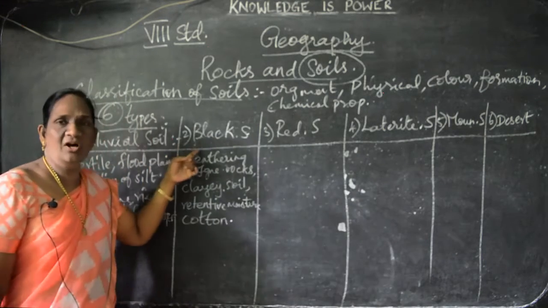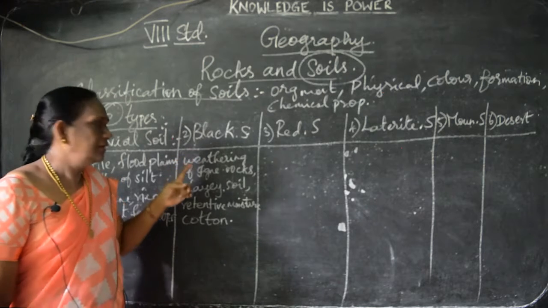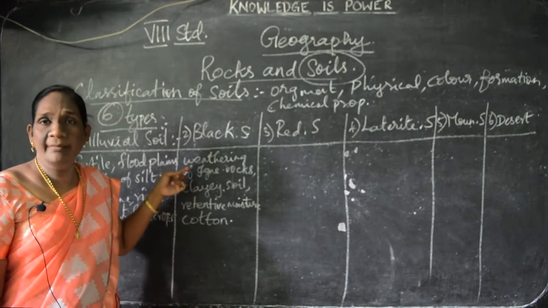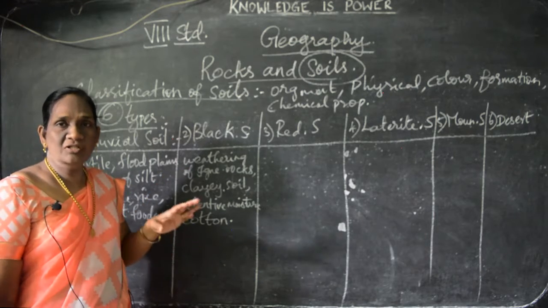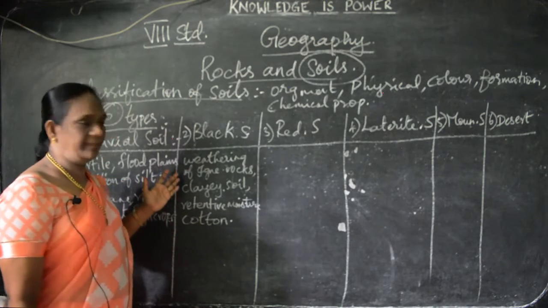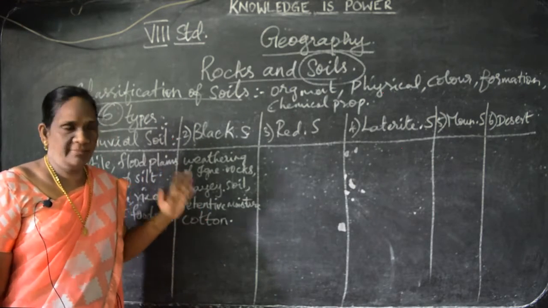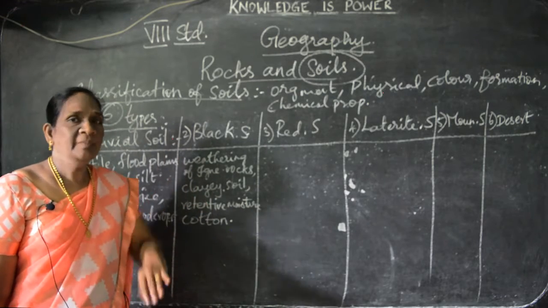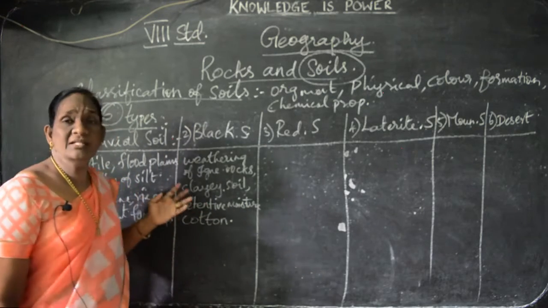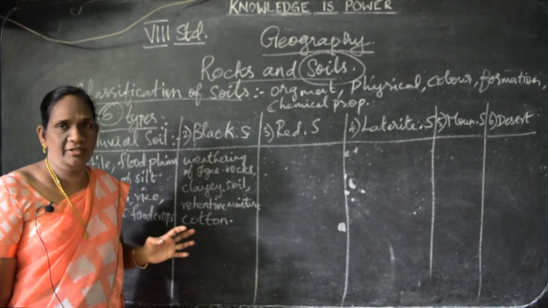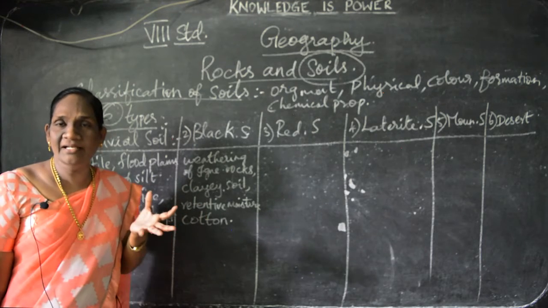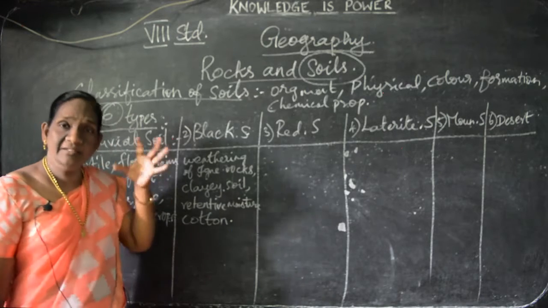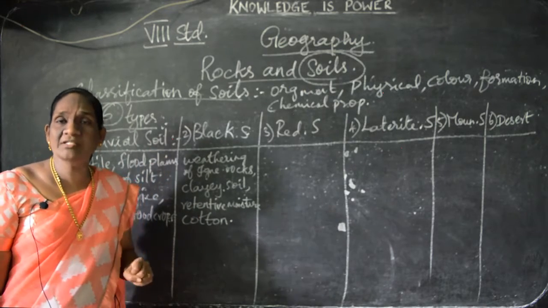This black soil is formed by the weathering of the molten magma. It is coming out of the earth because it is from the igneous rocks. The black soil is formed by the weathering of the igneous rocks, and this black soil is clayey soil. Understand? Clay, what is it? Clayey soil, and it is retentive of moisture.